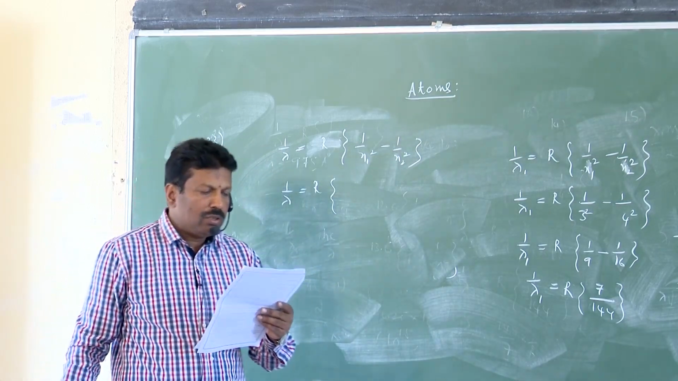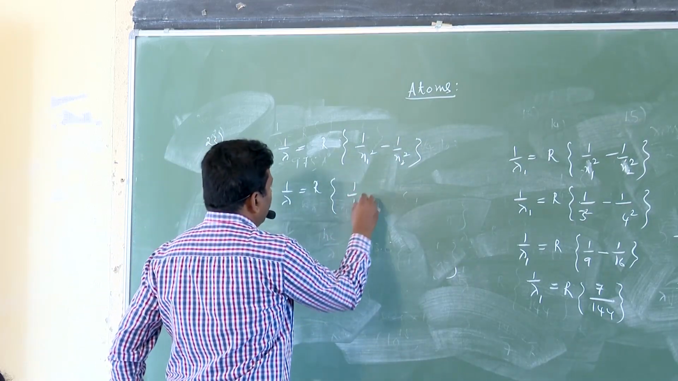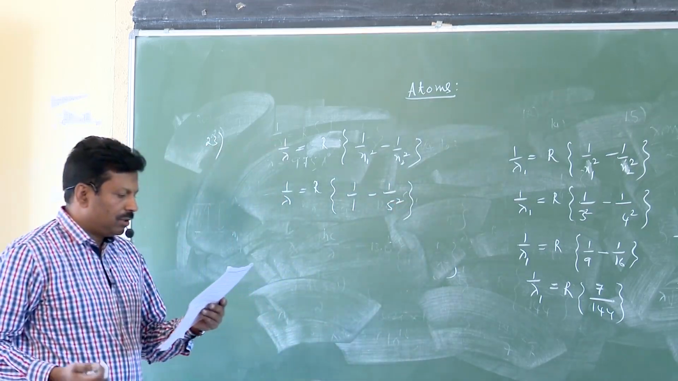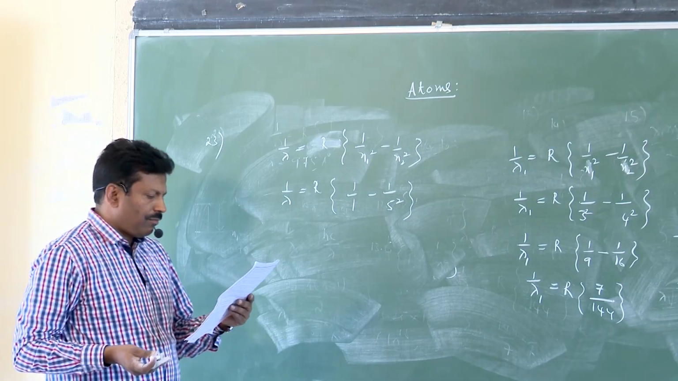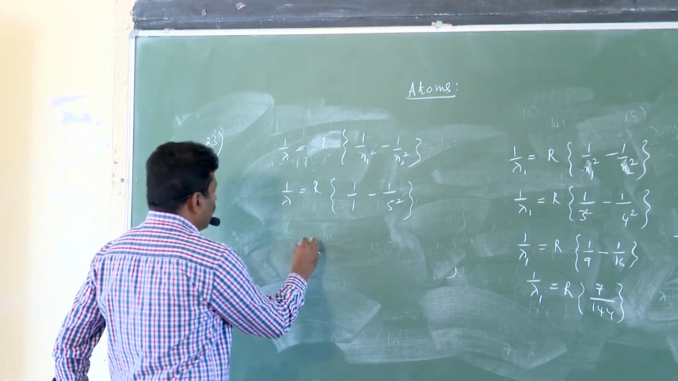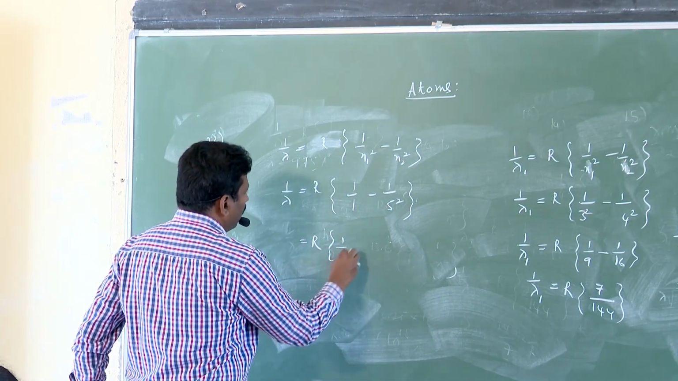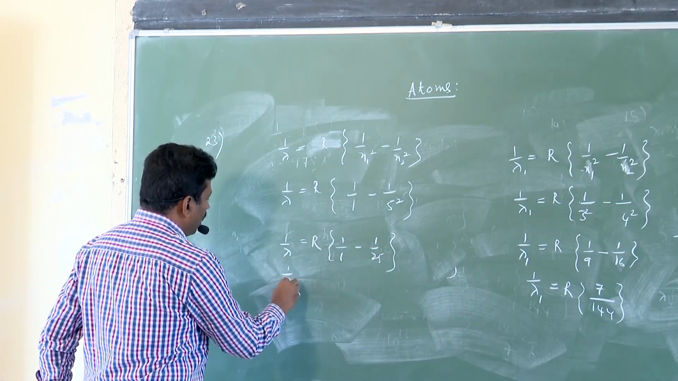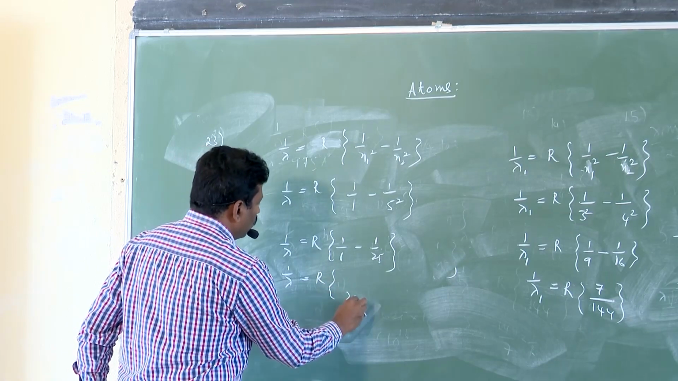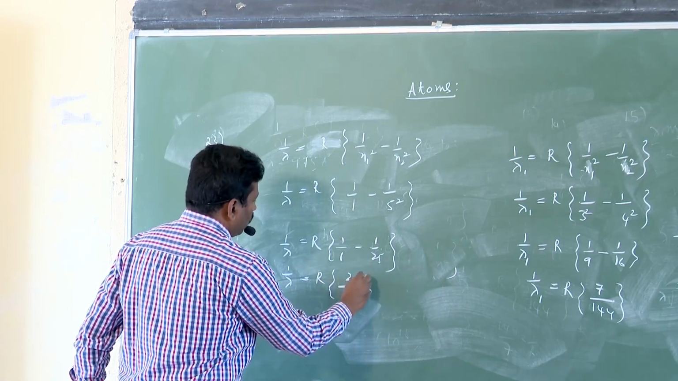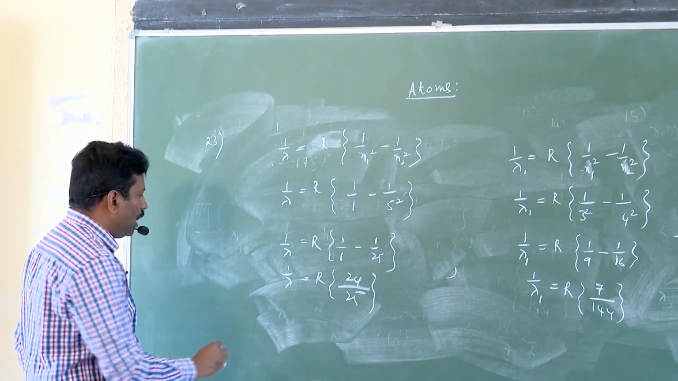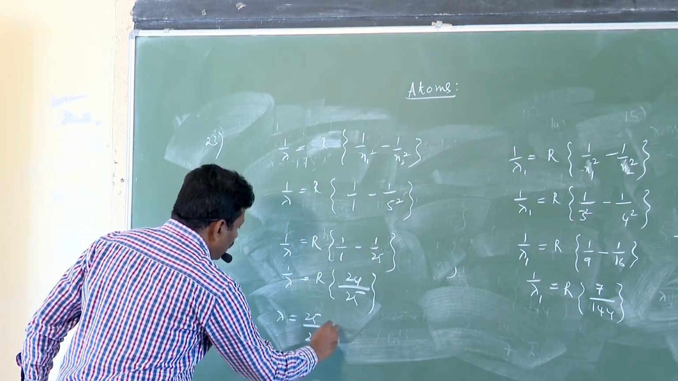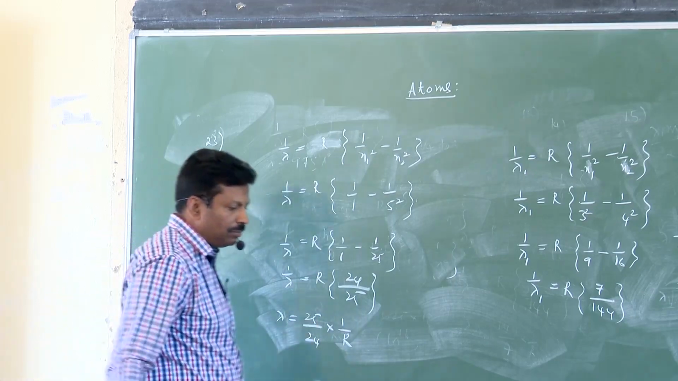Fifth energy level to the ground state. So therefore it is 1 by 1 minus 1 by 5 squared. Fifth energy level, correct. So therefore it is R into 1 by 1 minus 1 by 25. So 1 by lambda is equal to R into 24 by 25. So therefore lambda is equal to 25 by 24 into 1 by R.